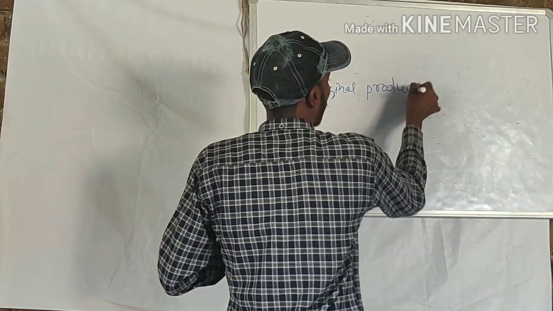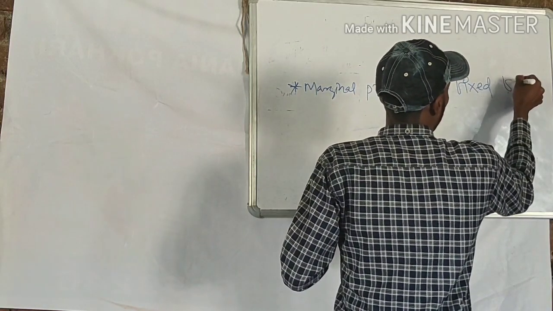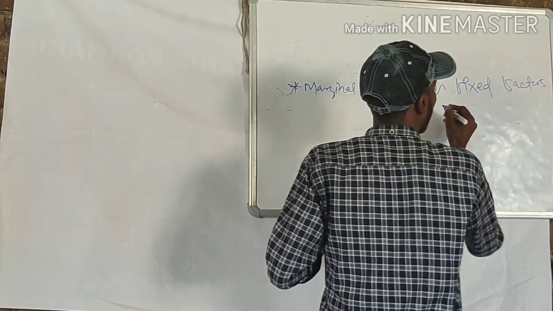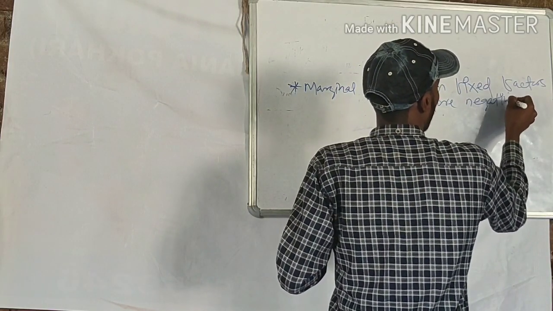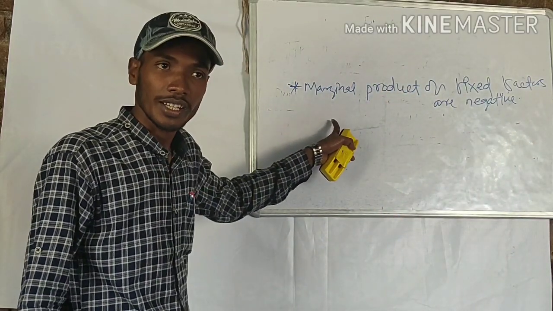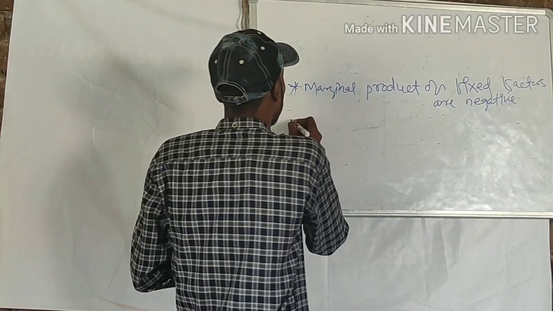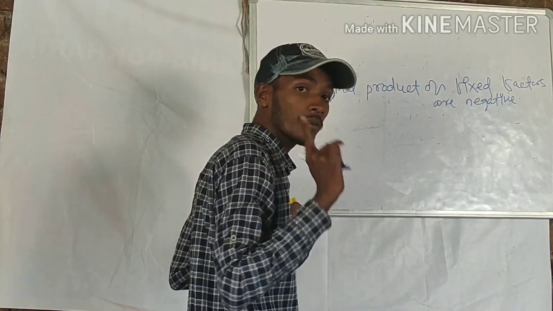In the first stage, a rational producer will not choose because the marginal product of fixed factors is negative. Understand this: why will a rational producer not choose the first stage? Because the marginal product of fixed factors is negative. So that's why a rational producer will not choose stage 1, and stage 3 also a rational producer will not choose for producing goods.